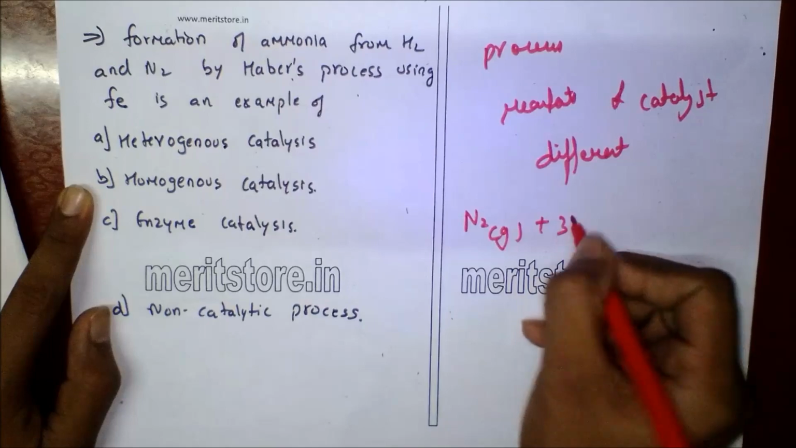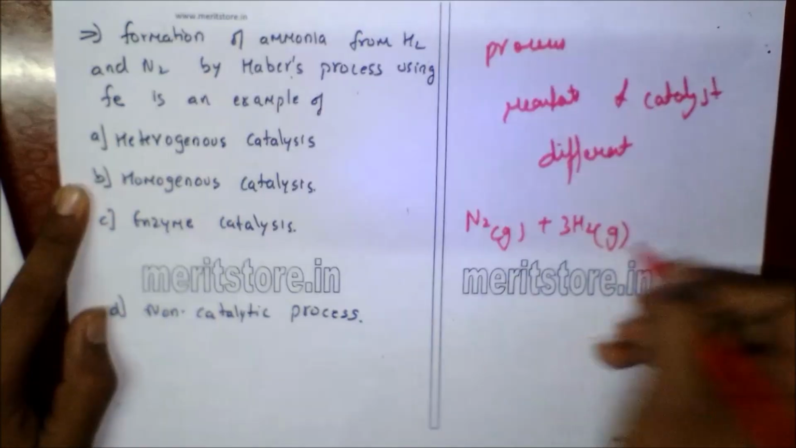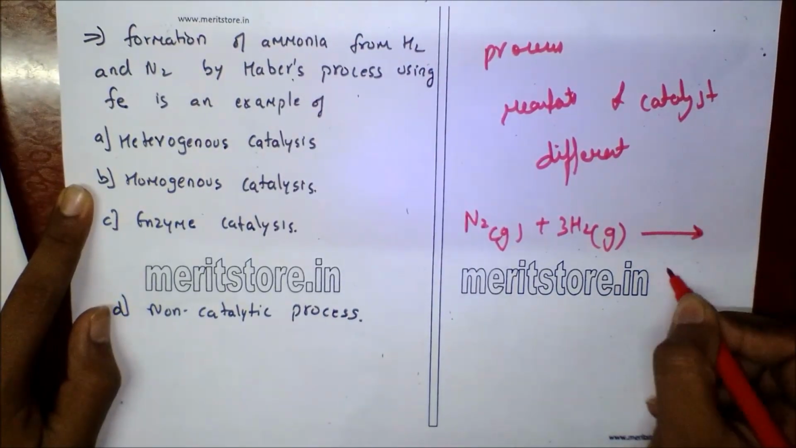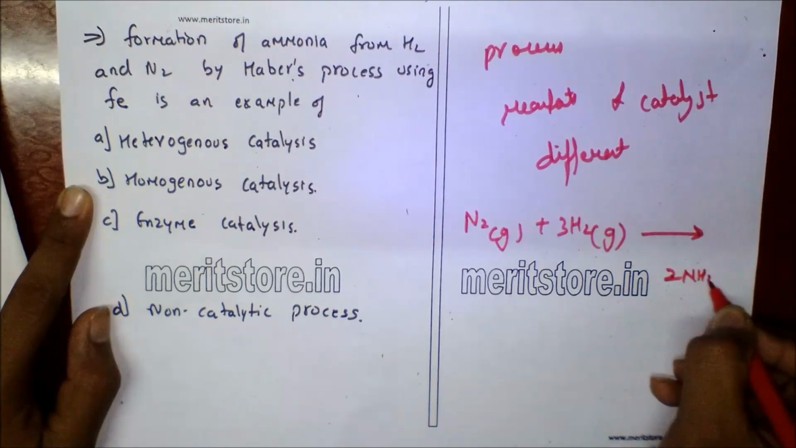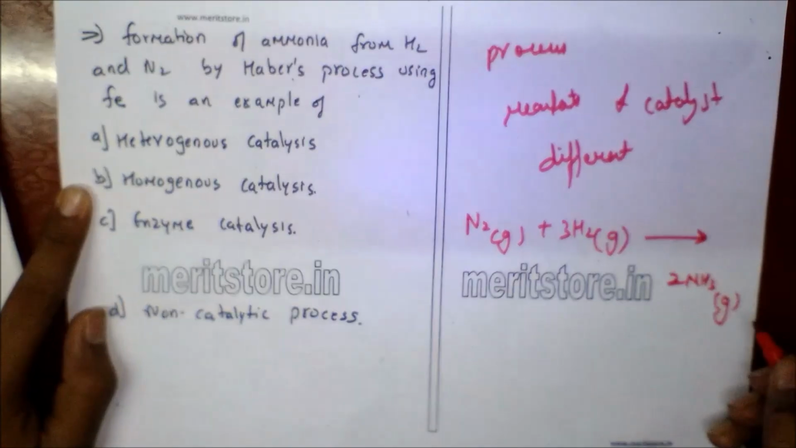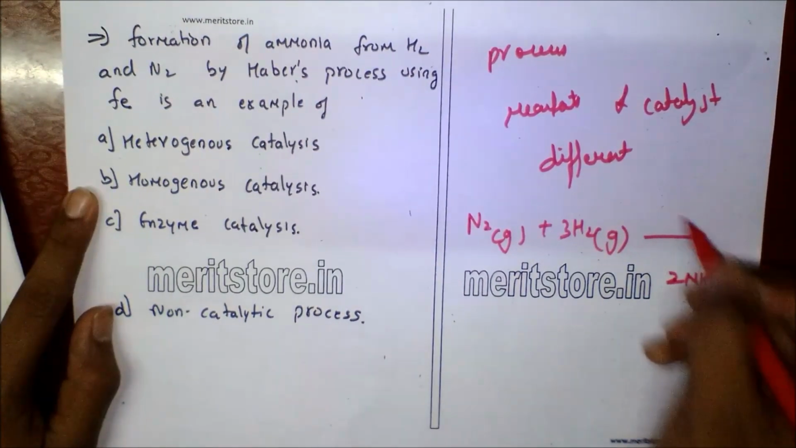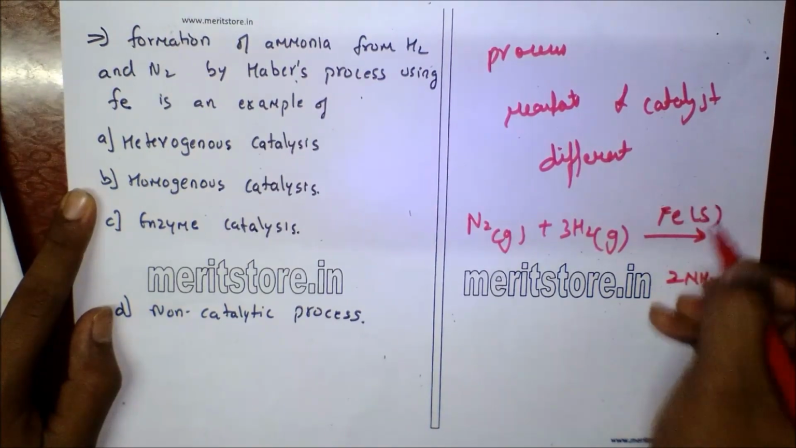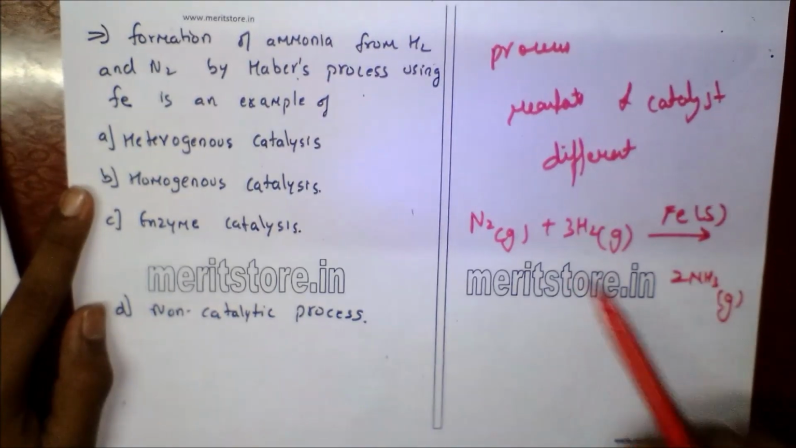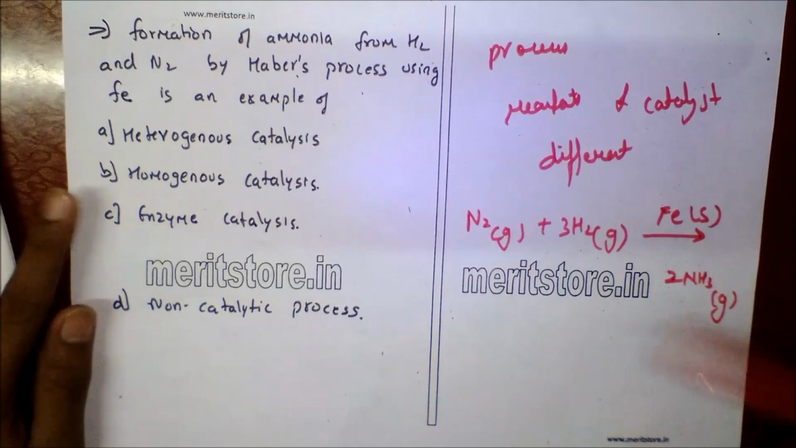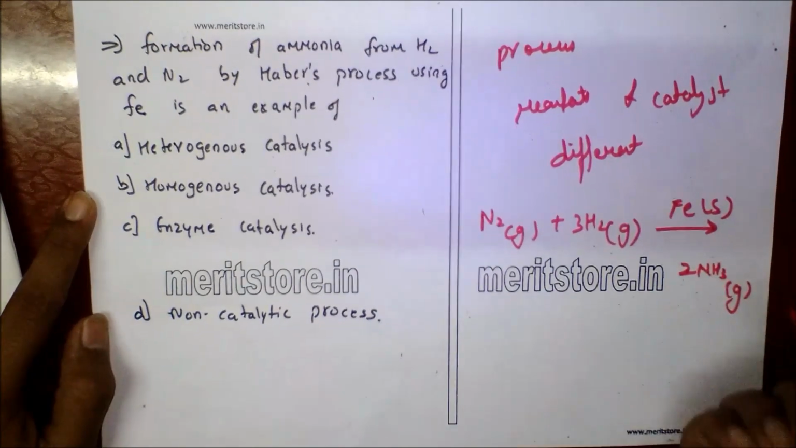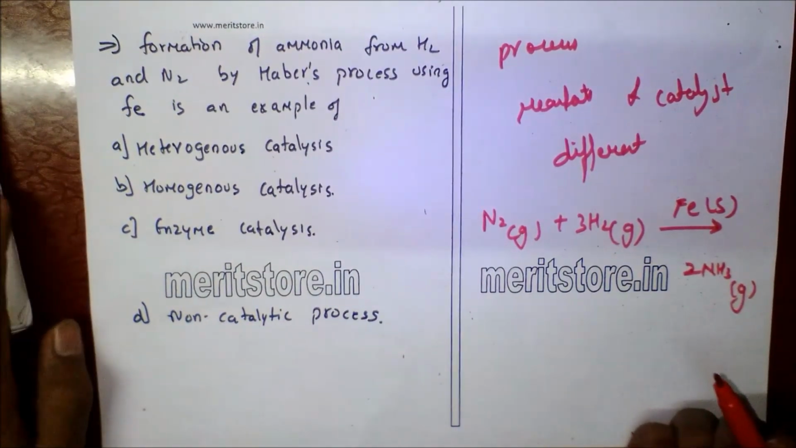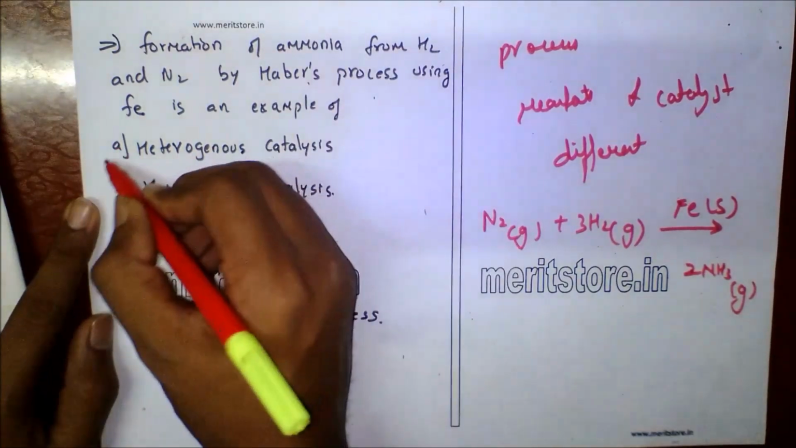Now, the formation of ammonia from H2 and N2 in Haber's process is given as N2, which is in gaseous state, plus 3H2, which is also in gaseous state, gives 2NH3, which is also in gaseous state. However, the catalyst used is finely powdered Fe, which is in solid state. Therefore, here the reactants and products are in a different state from the catalyst. Therefore, this is a heterogeneous reaction. Therefore, the answer is option A.